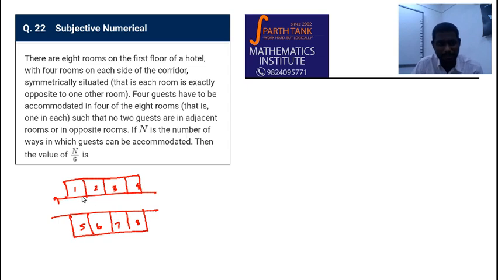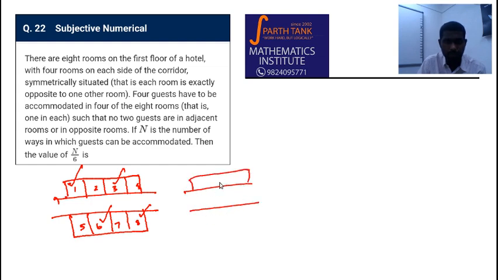Very simple. You see, the guests cannot be opposite or adjacent. So the guests can be here, here, here and here, or the guests can be the same way. They can be in rooms 5, 2, 7 and 4. Right? Either this way or this way. The 4 guests can be here. These are the only possibilities.